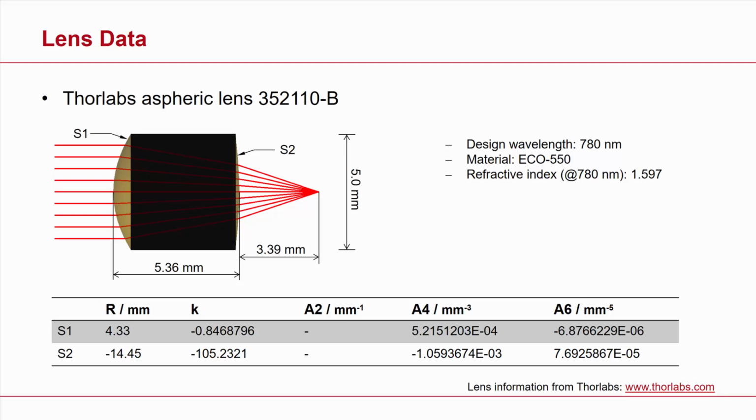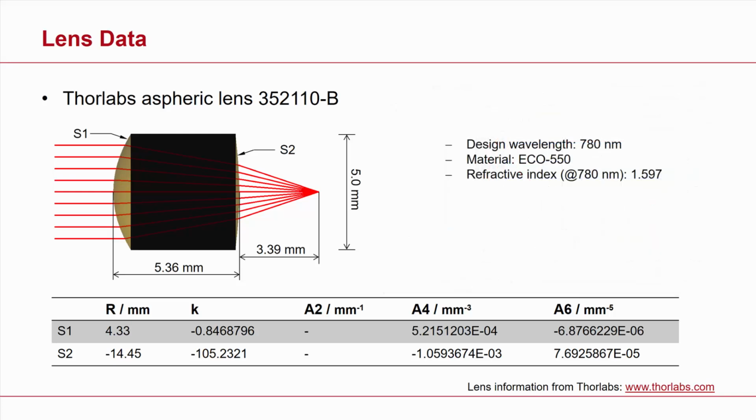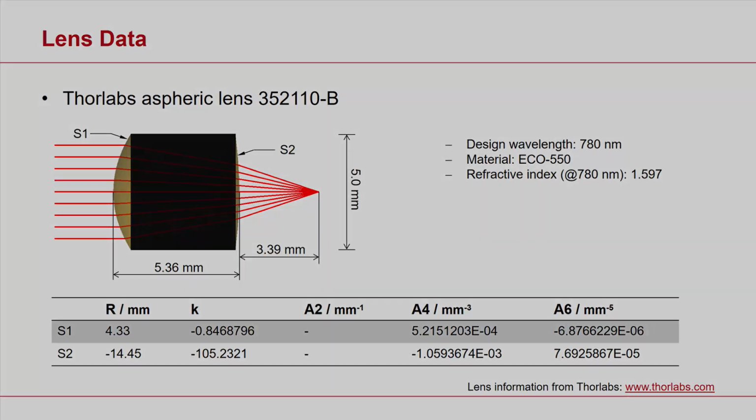Before starting the modeling, though, it should be made clear that a full model of a real lens must include the material dispersion property. However, since this information is not explicitly provided in the datasheet, only the refractive index at the design wavelength is included, we will simply employ this constant value and use it for the design wavelength only.